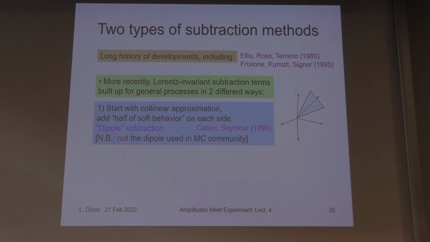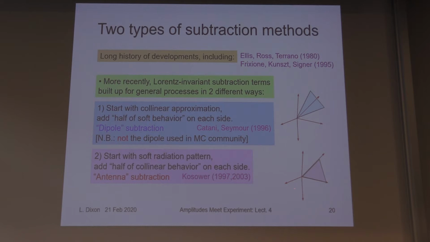It constructs a counterterm which is similar to the Altarelli-Parisi kernel, but it also incorporates some soft behavior on each side. It's not literally only turned on in this place. It's in effect everywhere in the phase space, but it's supposed to cover or approximate the singularities of the matrix element roughly in this region, where you're collinear and have a piece of the soft emission.